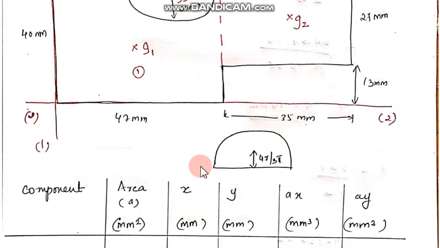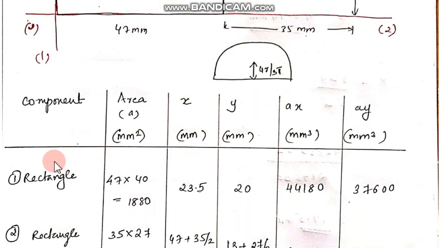This is the first step. After that, you need to draw a column like this, listing component, area, x, y, ax and ay. Why are we doing this? Because we know the equation of x bar is sigma ax by sigma a, and of y bar is sigma ay by sigma a. So we need to find here x bar and y bar, that is the centroid of the whole shaded region.